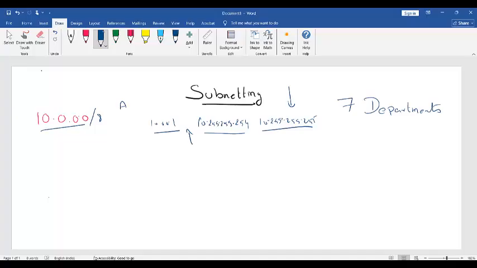So we don't need to send a packet to every single computer individually. You can use the broadcast address to send to everyone. Just one packet sent to this address will go to everyone.